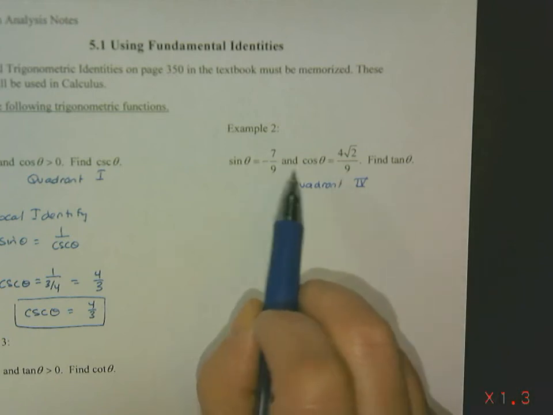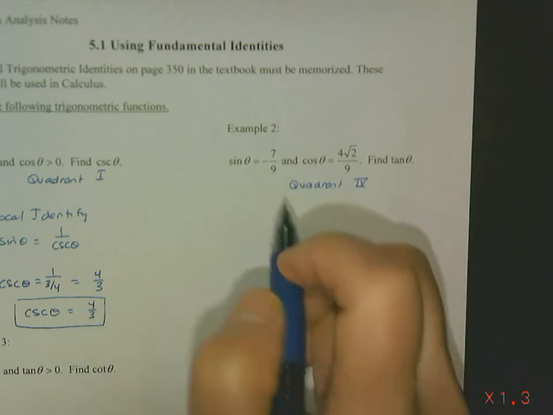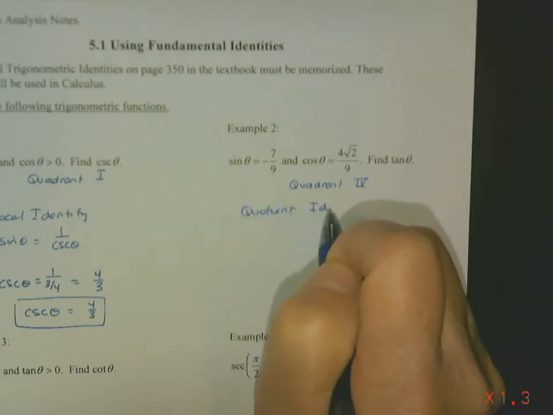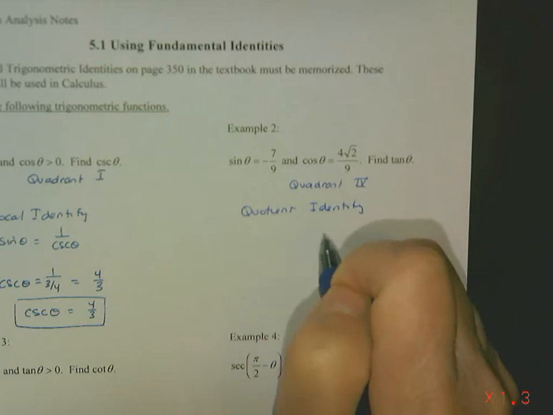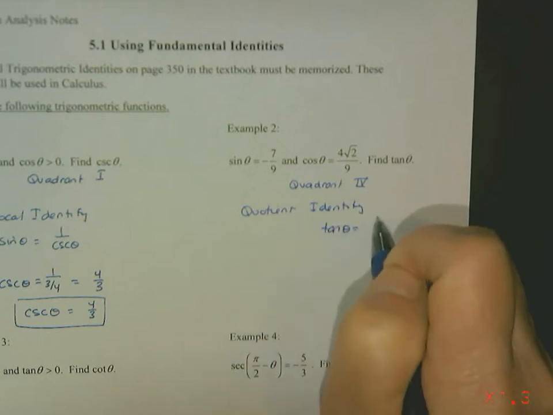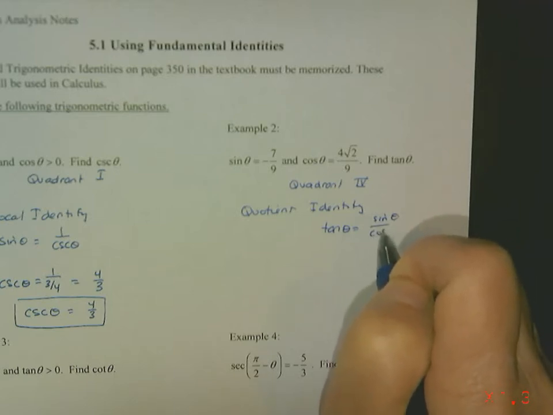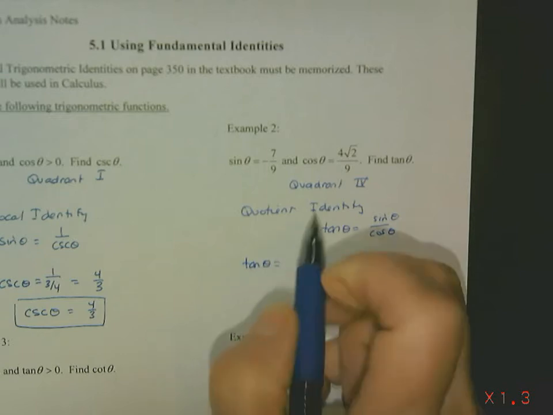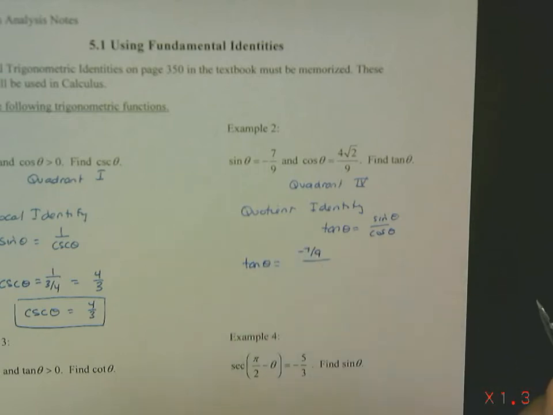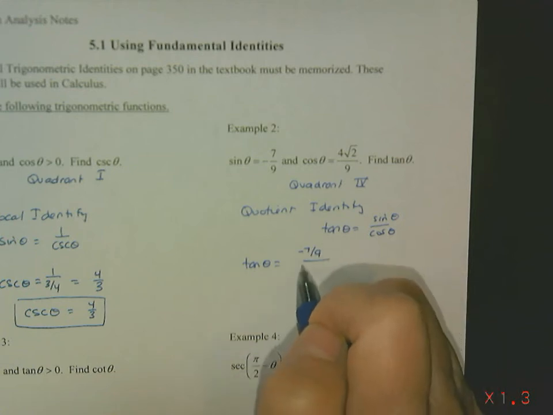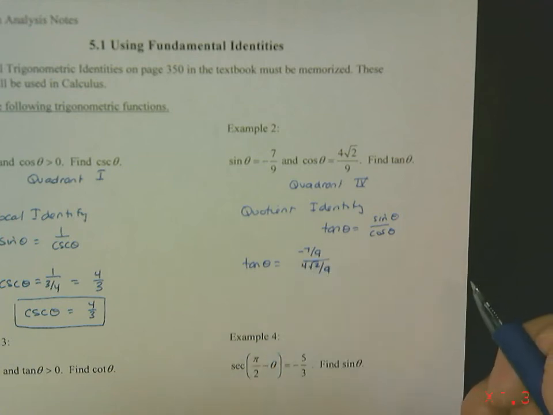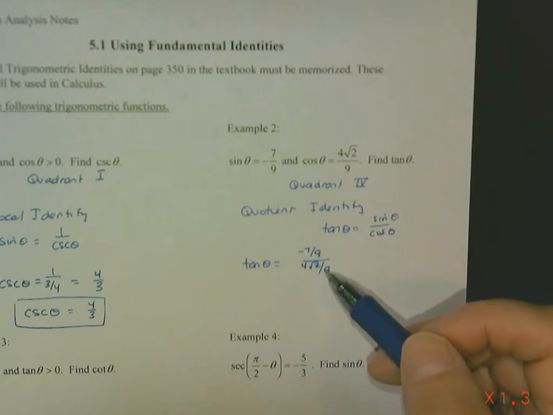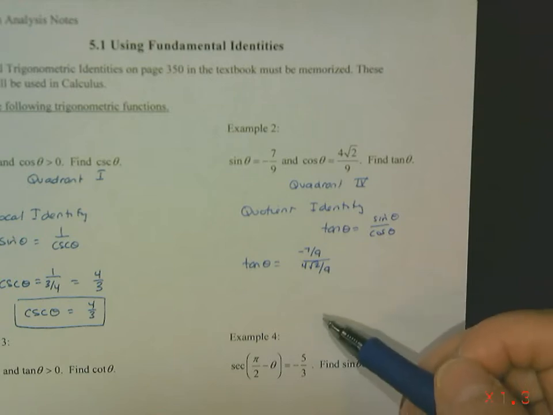So since I'm given sine and cosine, I want to find tangent. I can use my quotient identity. I know that tangent theta is equal to sine theta divided by cosine theta. So I know my sine theta is equal to 7 over 9, negative, and my cosine is 4 square roots of 2 over 9. When you take anything divided by a fraction, you're going to flip the second fraction. So I'm going to take the reciprocal of the second fraction and multiply.